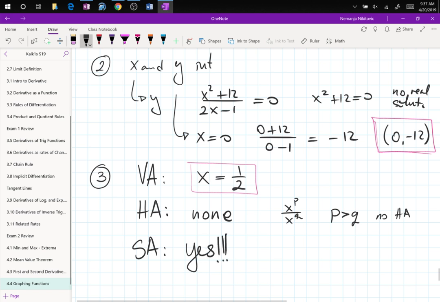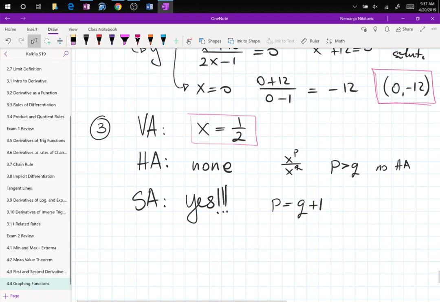Yes, because p equals q plus 1. If the degree in the numerator is 1 larger than the degree in the denominator, we learned in pre-calc that there is a slant asymptote, and we have to do the long division of polynomials to find where that asymptote is. So we have to divide 2x plus 1 into x squared plus 0x plus 12. I added 0x as a placeholder so we can do the division easily.